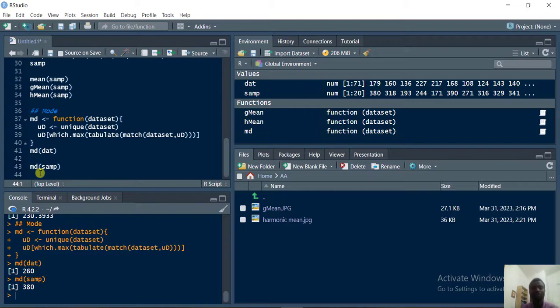So this is how we can perform some basic statistics, ranging from the mean, the median, and the mode. In the next video, I'm going to take us a step further into some basic things we can do in R. Thank you.